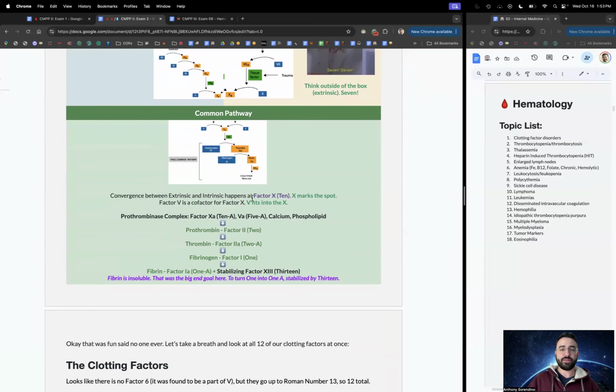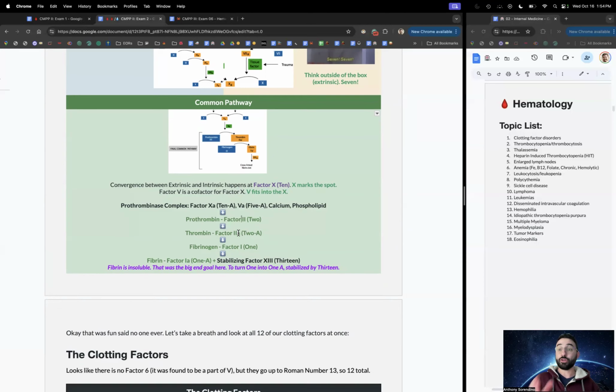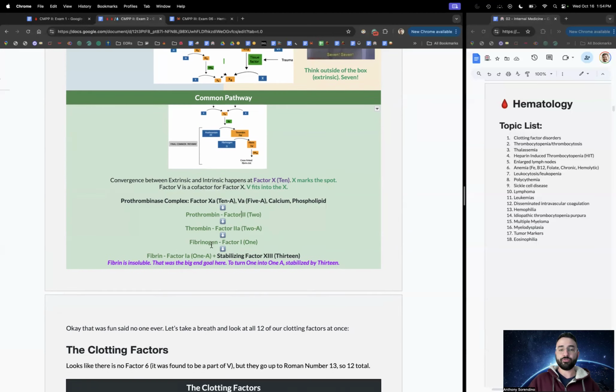And then everything comes together into the common pathway. So 10, which is stabilized by 5. And yeah, there's this nice little mnemonic of like the V of the Roman numeral fits into the X of the Roman numeral for 10. So 5 stabilizes 10. And then you just kind of count down here. You have prothrombin, which is 2, which then goes into thrombin. So, pro is always going to be the precursor. Then that goes into fibrinogen, which is factor 1, which then goes into 1A, which is fibrin. So factor 1A is fibrin.